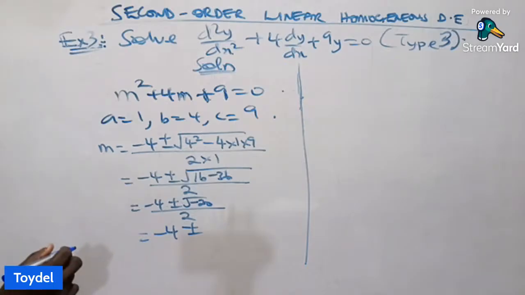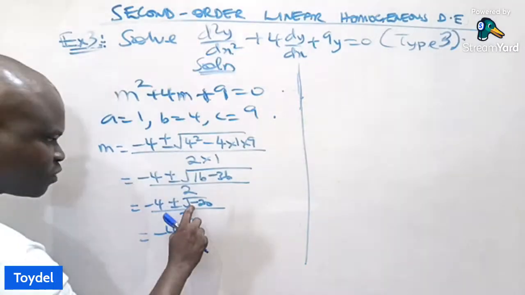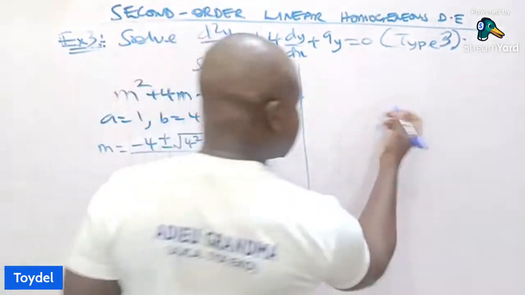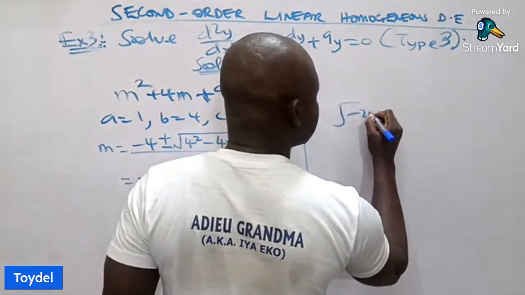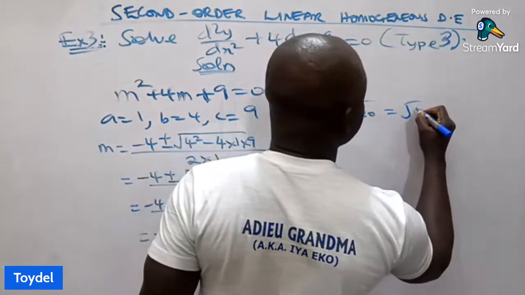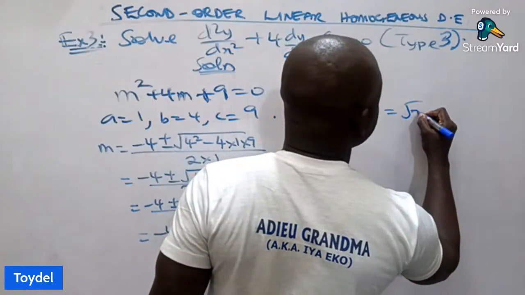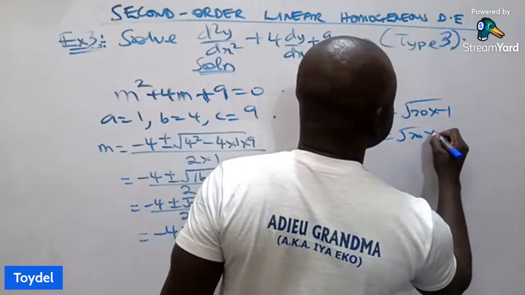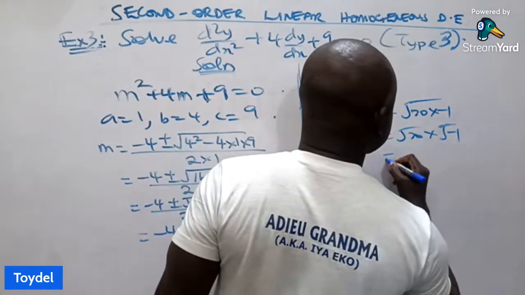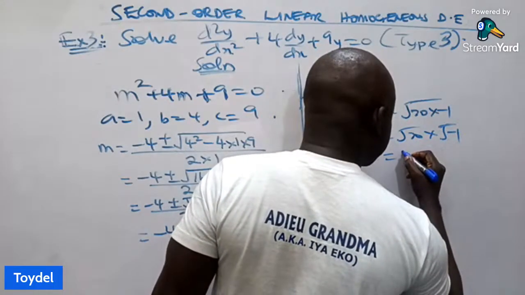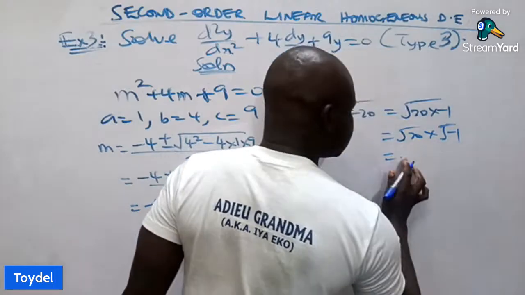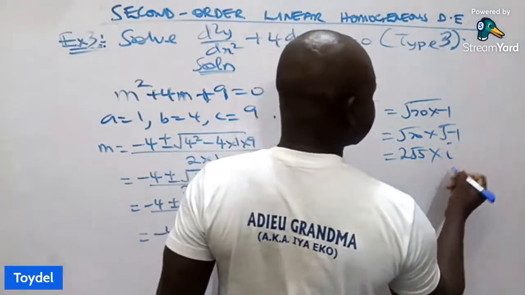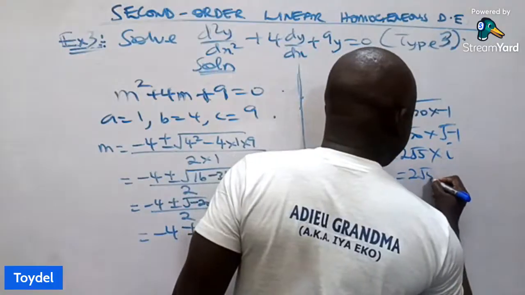Minus 20, we can't find the square root of minus 20. The only thing we can do there is that we know we can change it. The square root of minus 20 can be the same thing as the square root of 20 times minus 1. This is the same thing as the square root of 20 times the square root of minus 1. Then the square root of 20 will be 2 root 5. 2 root 5 times the square root of minus 1 is i. So this is the same thing as 2 root 5i.